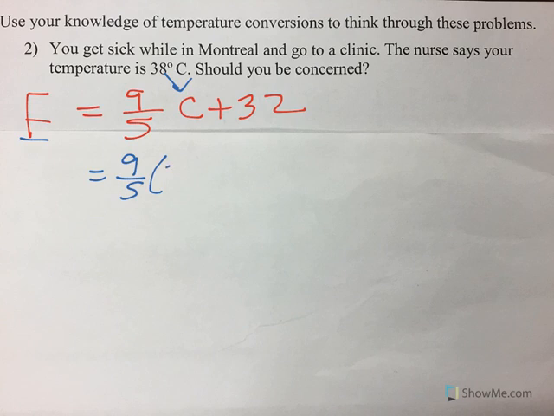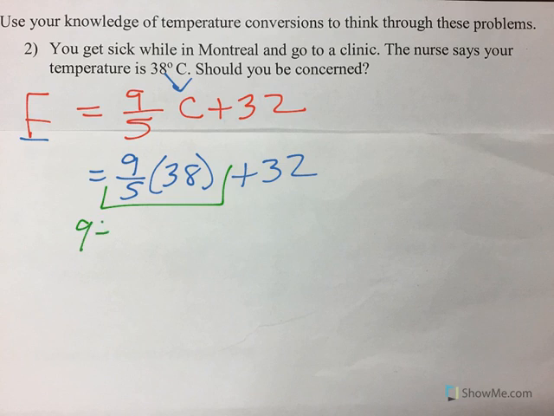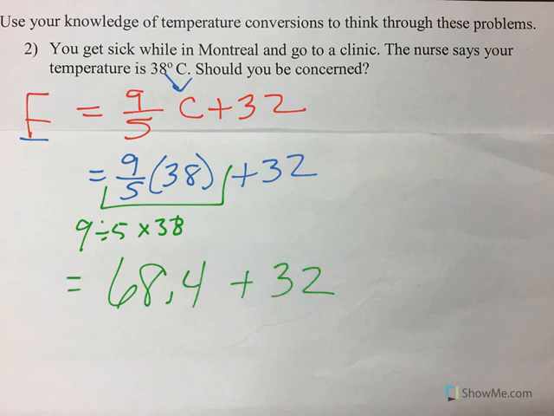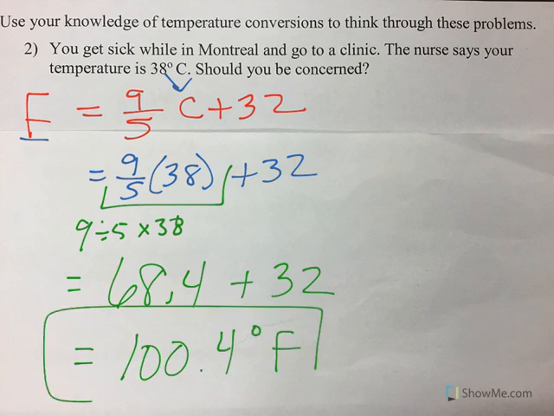So I have 9 divided by 5 times 38 plus 32. Now this 9 divided by 5 times 38 is all one step. Just plug it in all at one time, and you should get 68.4. Then we add the 32, and so that temperature is 100.4 degrees Fahrenheit.